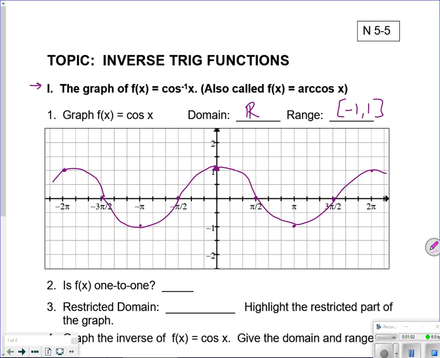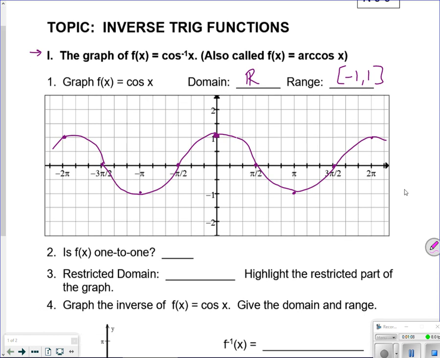Remember we talked about first semester, if a function is not 1 to 1, it doesn't have an inverse. So clearly f of x is not 1 to 1, meaning it does not pass the vertical and the horizontal line test. It certainly fails the horizontal line test. So remember how we had to restrict the domain so that it would have an inverse. Okay, here's the deal. Well, you don't get to pick.